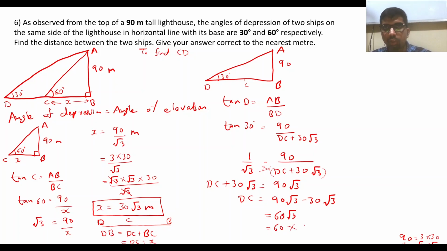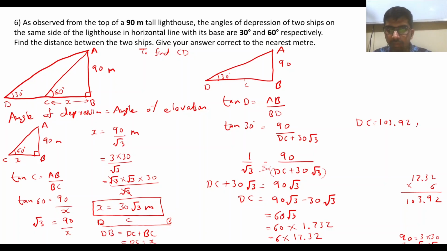60 root 3, its value is how much? 1.732. Again, it's a decimal, you can multiply. This will be 6 into 17.32. So 17.32 into 6. 6 twos are 12 carry 1, 18 plus 1 is 19 carry 1, 42 plus 1 is 43 carry 4. This will be 103. So this is how much? 103.92 meters. This is what we have to find.